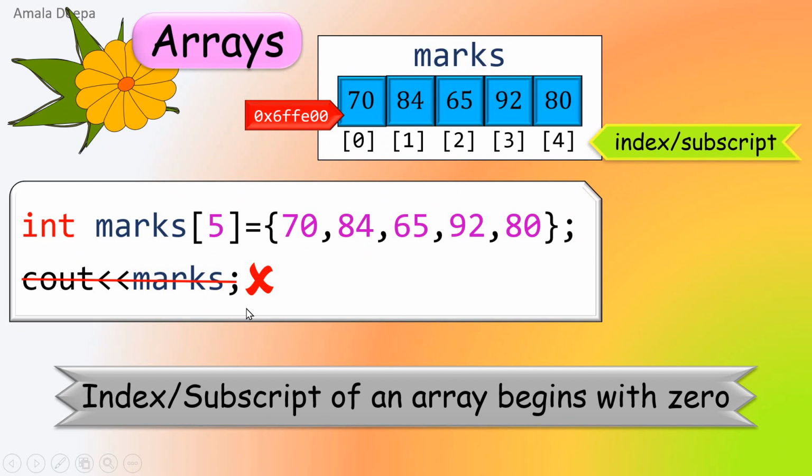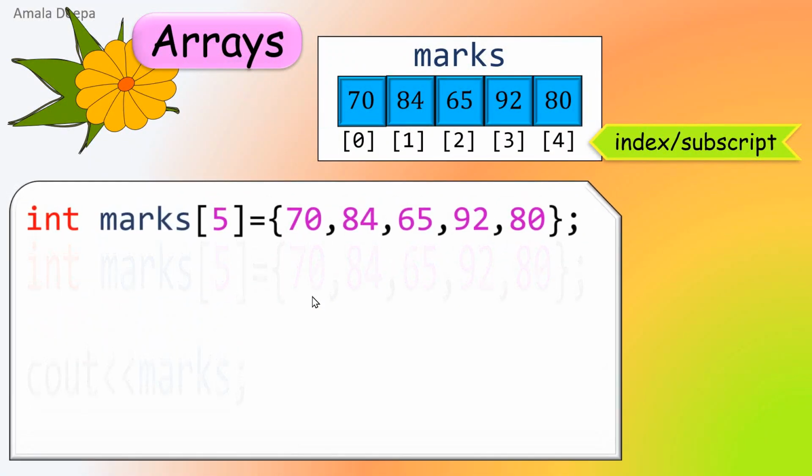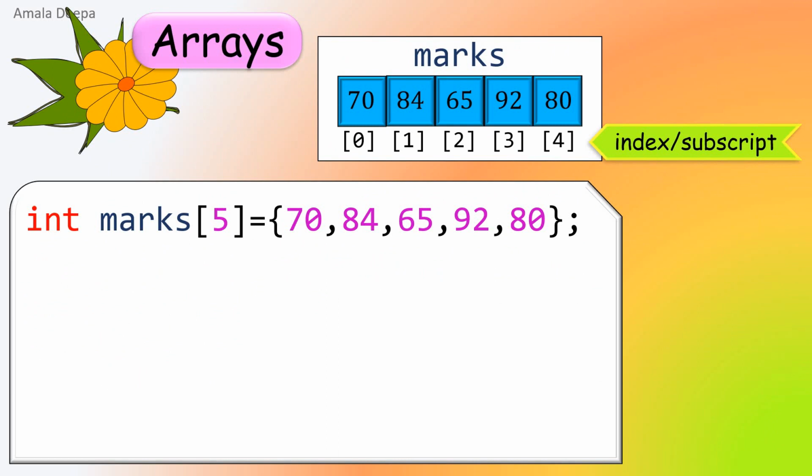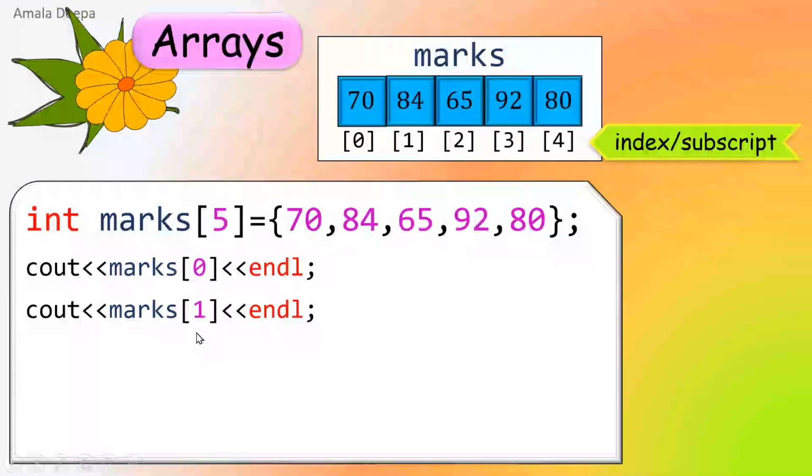Now I will show you how to print all the elements of this array marks. For that, you have to write 5 cout statements, and along with the name of the array, you should mention the index of that particular element. So marks[0] refers to the first element of the array. marks[1] refers to the second element, and so on.